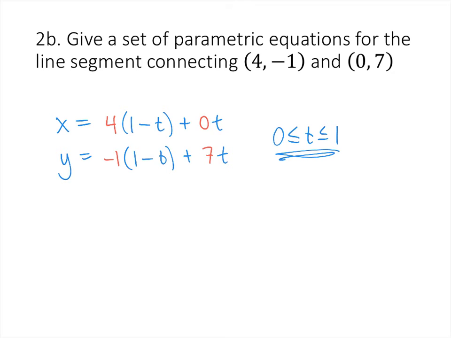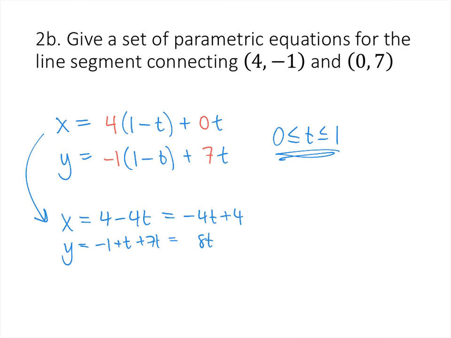What we can do, and this is the way that you'll often see these written in solutions, is simplify these equations. For the x equation, we can distribute that 4 and get 4 minus 4t, which we might also write in standard form as negative 4t plus 4. For the y equation, we can distribute and get negative 1 plus t plus 7t, and simplifying that, we get 8t minus 1. That's not necessary. The original answer that we had is correct, but if you're comparing this to solutions on the online homework or in your book, you'll see them simplified normally.